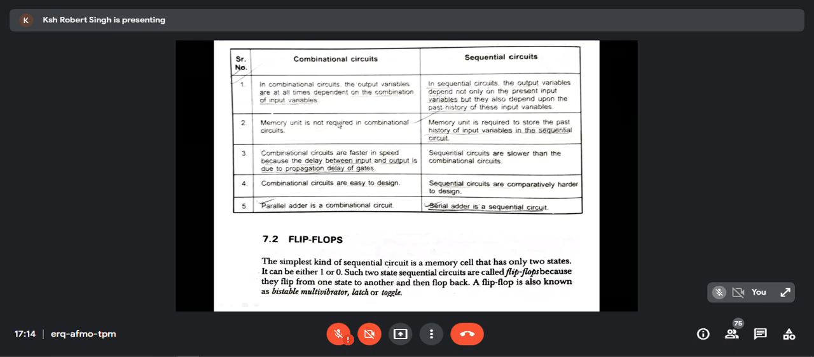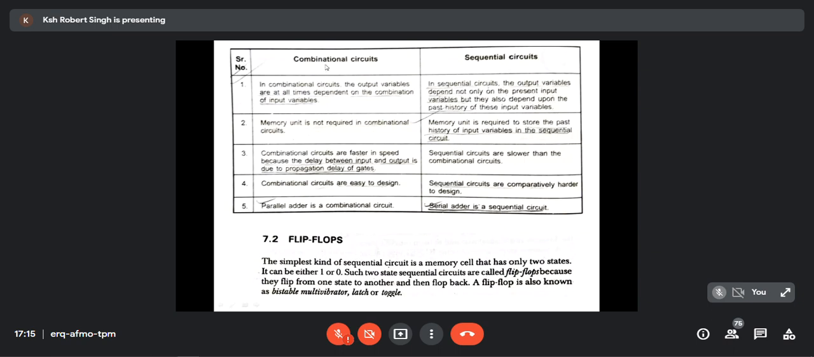So here we have discussed combinational circuits and sequential circuits. Most of the combinational circuits we have discussed. Examples of those are full adder, half subtractor, multiplexer, demultiplexer, encoder, decoder, and many more. We have not even started sequential circuits. Our exam is coming near, and sequential circuits are very important. Combinational circuits are also important, but they are very easy compared to sequential circuits, which are a little bit difficult to design.